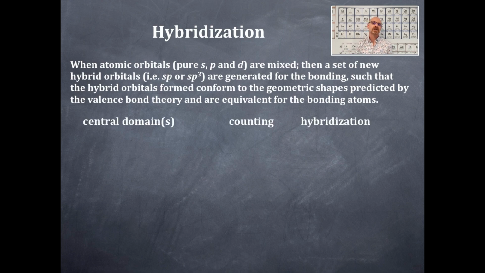Okay, so let's take a look at how to label them. Labeling the hybridization of any atom once you've got the Lewis structure is super simple. Understanding the concept is difficult, but labeling it, piece of cake. So we got the central domain column, a counting column, and a hybridization column. So central domain 1, counting s, hybridization none.